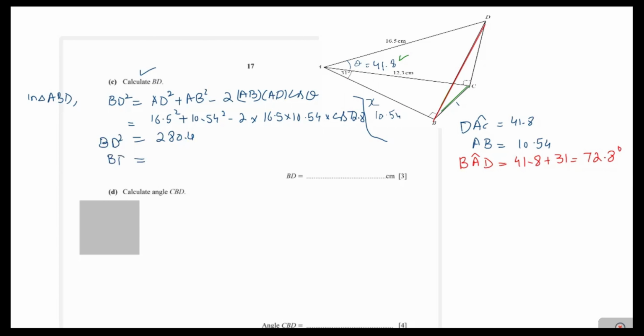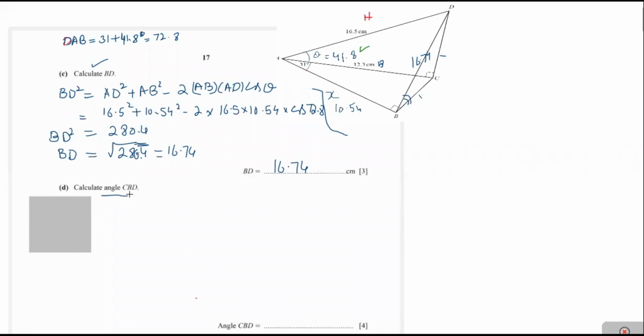Now we take the square root on both sides. The square root of 280.4 will be equal to 16.74, and the value of BD will be equal to 16.74 centimeters.